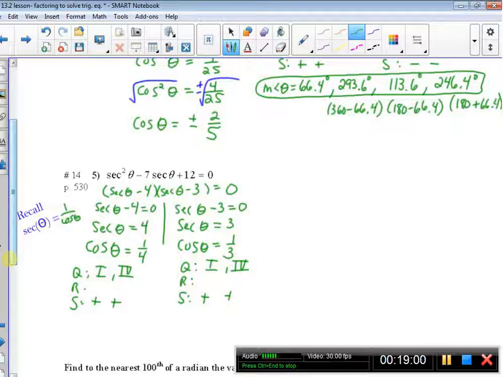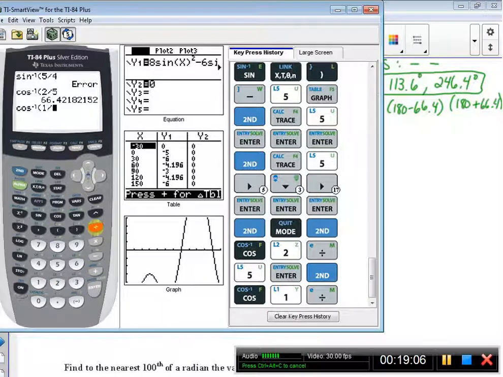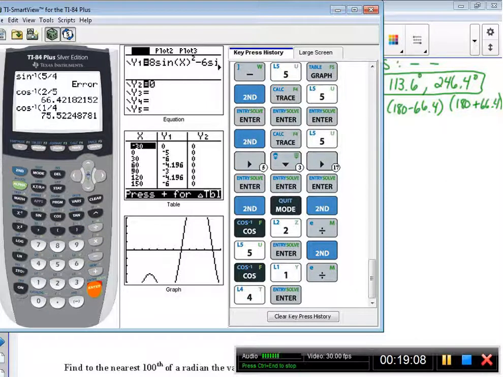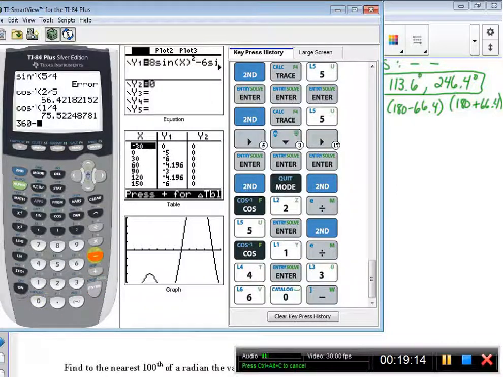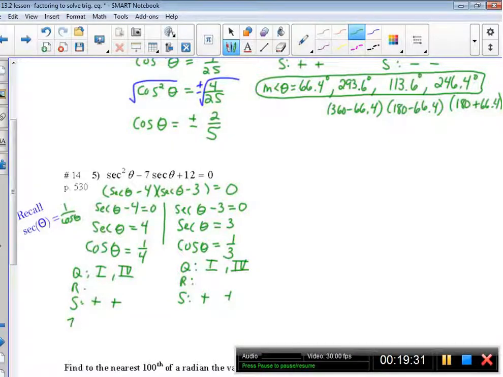So cosine 1/4. So I'm going to do second cos 1 divided by 4. All right. So that's going to be the answer for quadrant 1. For quadrant 4, I'm going to do 360 minus second ants. So I have 75. This was supposed to be to the nearest tenth. So 75.5 and 284.5. So the measure of angle theta equals, so far that.